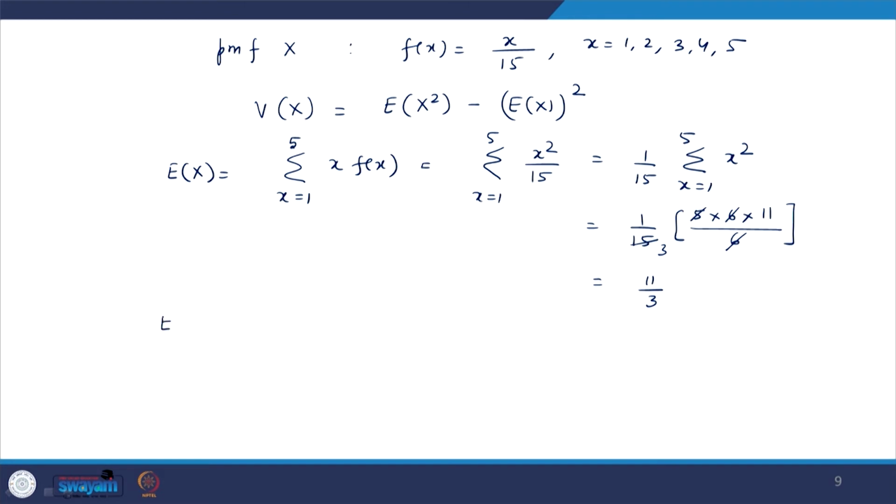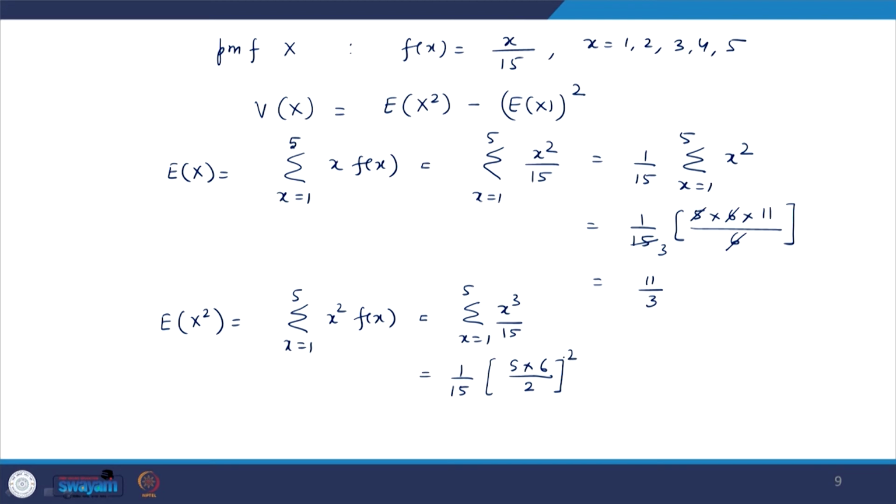Now, let us compute expectation of x square. It is summation x square f(x), where x is varying from 1 to 5. So, it is nothing but summation x from 1 to 5 of x cube upon 15. How can we compute this? It is 1 upon 15 times the sum of cubes of natural numbers up to 5, that is n into n plus 1 upon 2 whole square. You can find it directly also. That is nothing but 1 upon 15 into 5 into 5 into 3 into 3. This cancels out, so it is 15.